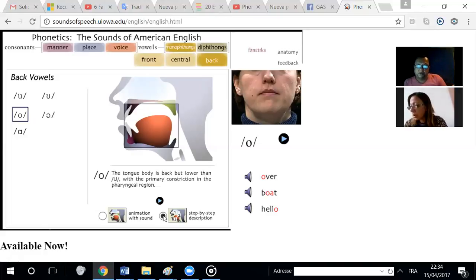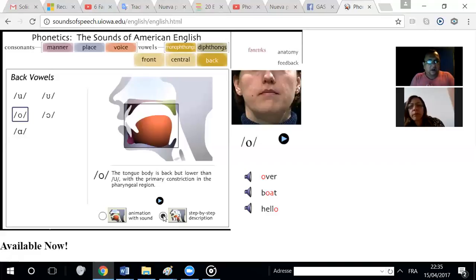Primary constriction. Constriction in the pharyngeal region. It's stressed. Constriction in the pharyngeal region. You always try to obscure. It's better than trying to speak open.